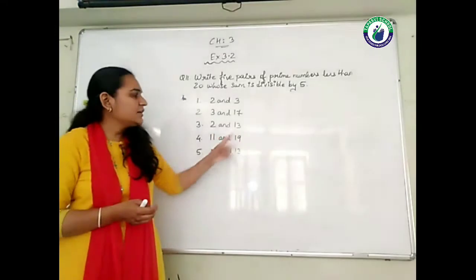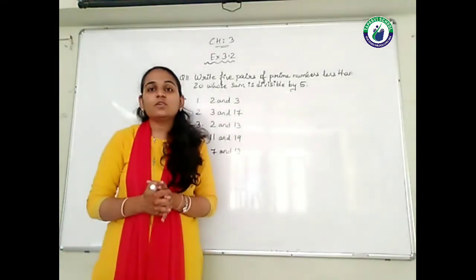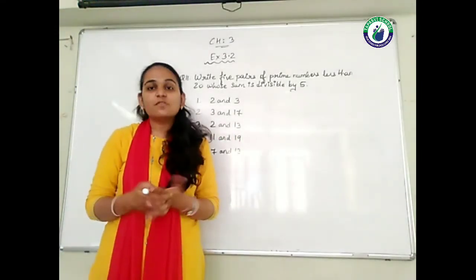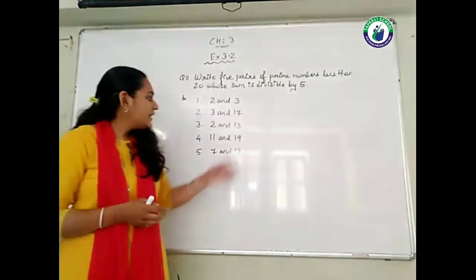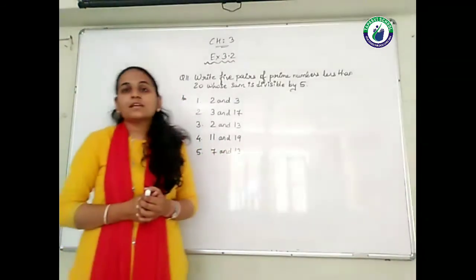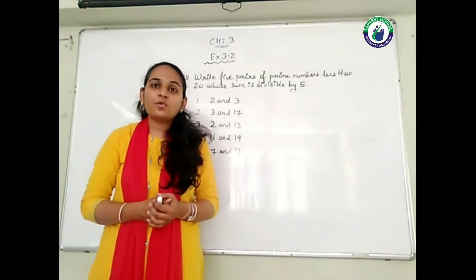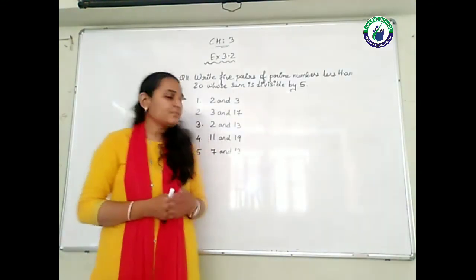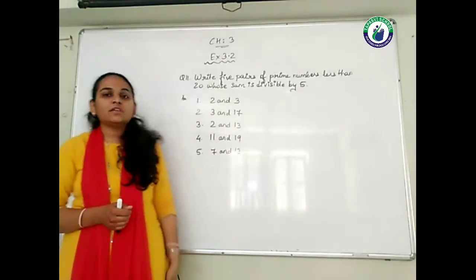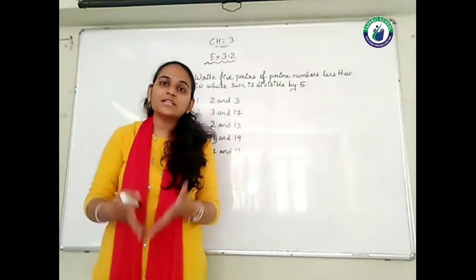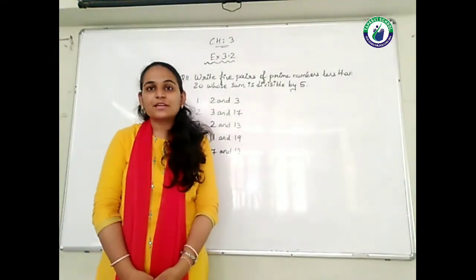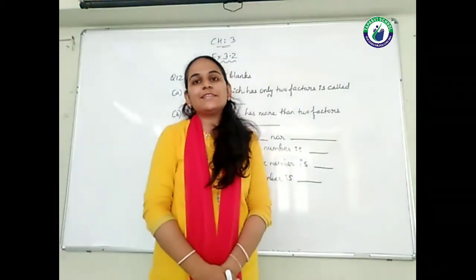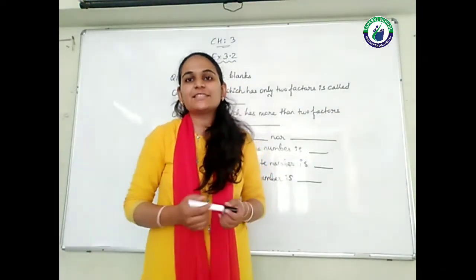Next one, 2 and 13. If you add 2 and 13, what we get, students? We get 15. So 15 is divisible by 5. Next one, 11 and 19. 11 and 19, if you add them, so we'll get 30. 30 is divisible by 5. Last one, 7 and 13. If you add them, we get 20. So 20 is also divisible by 5. Is it okay, students? Okay, students, now let's see the last question of this exercise, right?